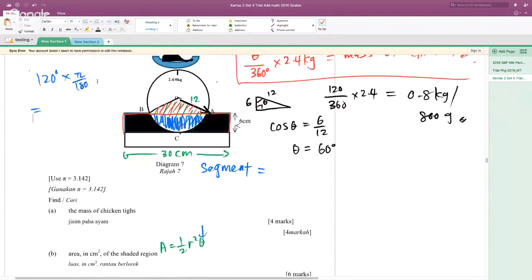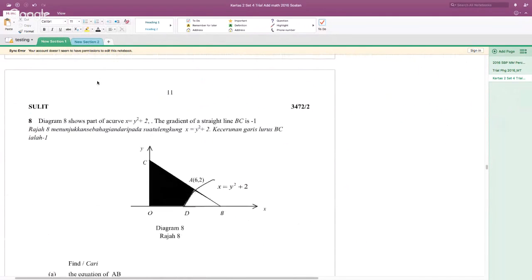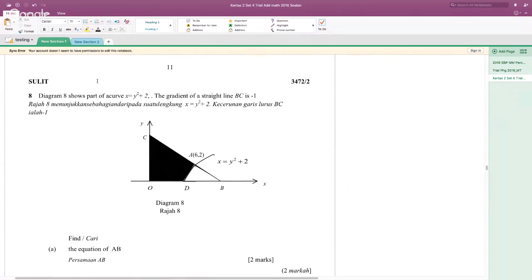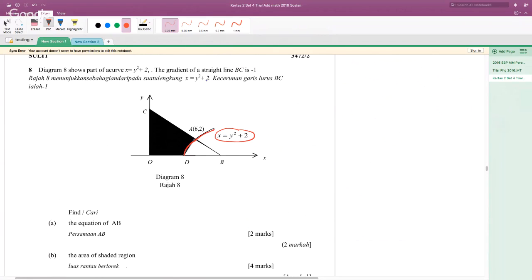If you have any part you don't understand, maybe you can watch back the video. So let's go to question number 8. Diagram 8 shows the curve. Even though it's so dark it doesn't seem like a curve, actually this one is a curve, and this is the equation of the curve. The gradient of the straight line BC is -1. The question asks you to find the equation of AB.